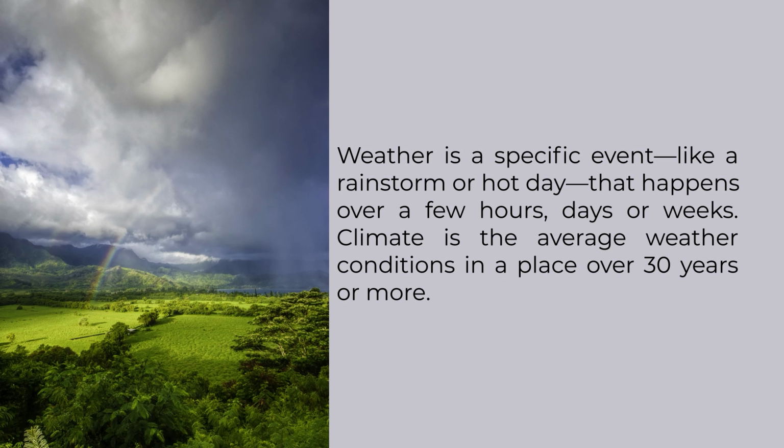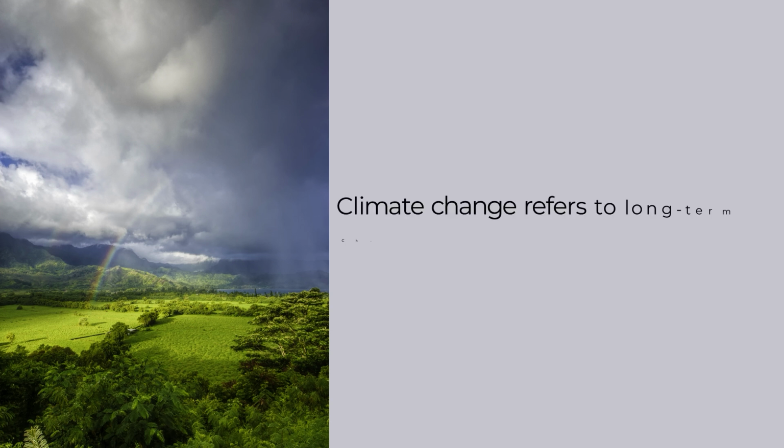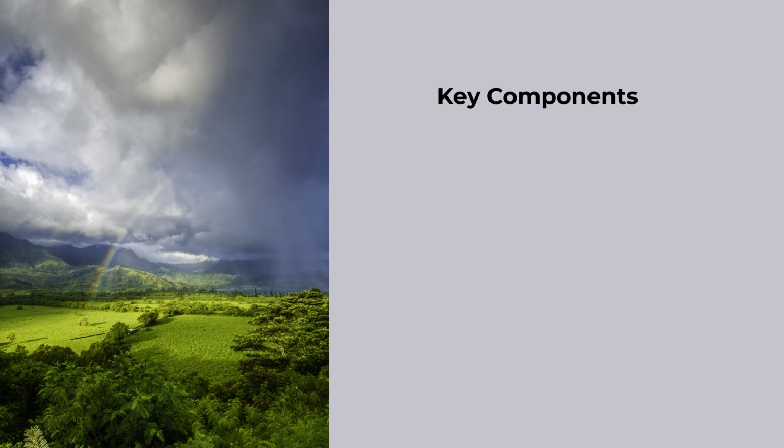that happens over a few hours, days or weeks. Climate is the average weather condition in a place for over 30 years or more. Climate change refers to the long-term changes, as I said in the previous slides. So, what are the key components of weather?